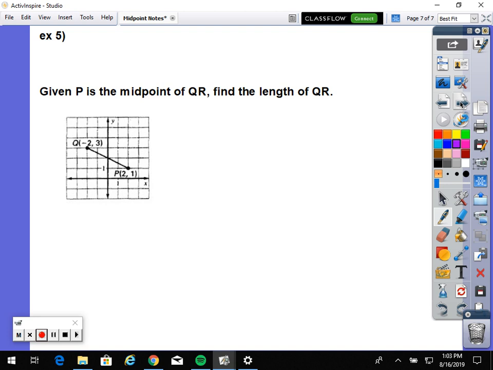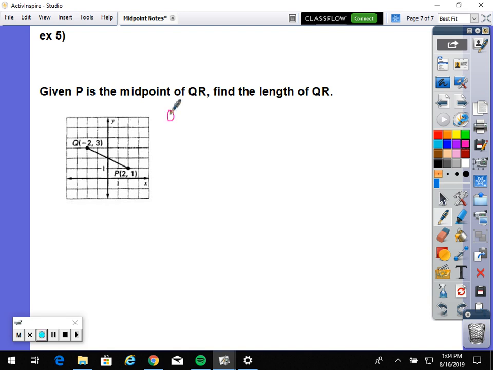So it says, given P is the midpoint of a segment QR, find the length of QR. So I don't know what the other endpoint is. I could find the other endpoint, but I'm actually going to find the length of my segment QP and then just double it, because the midpoint again is the middle. It's cutting my segment in half. So I'm going to use distance formula to find the length of QP, and then I'm going to double it.